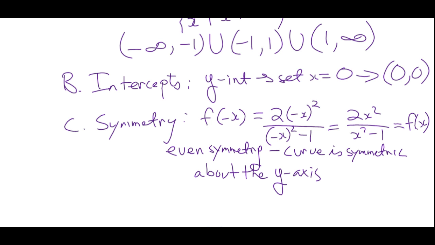Okay, so this tells me that, you know what, why don't you just sketch from 0 to the right and then reflect that and be done with it, okay? Asymptotes.